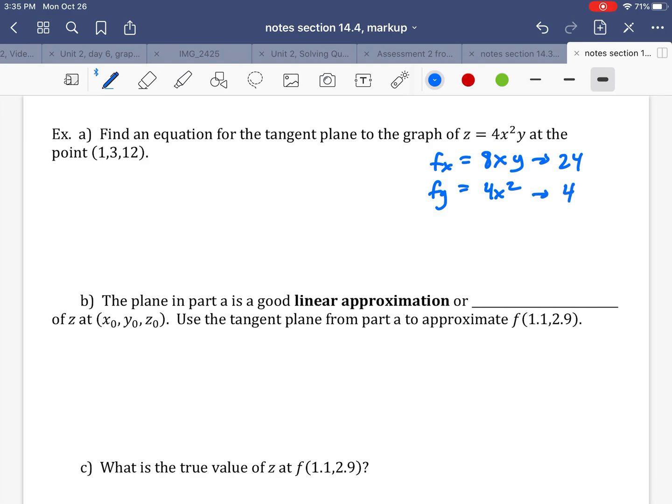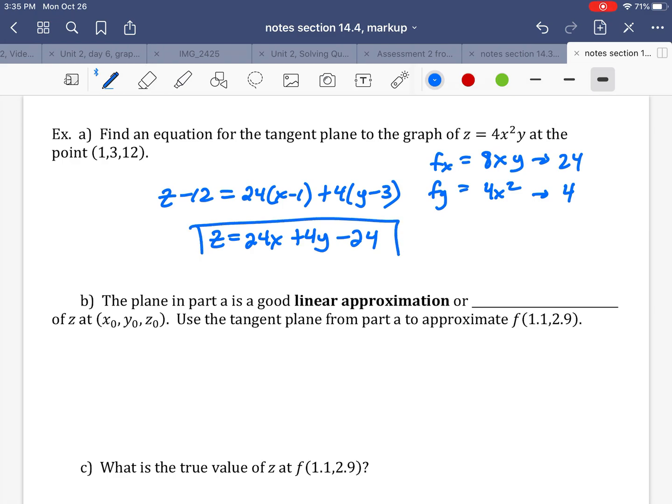Okay, so it's just like we've been doing before. So I have z minus 12. Notice that was given to me here. And then I have 24(x minus 1) plus 4(y minus 3). Okay. So if I work that all out, I get z equals 24x plus 4y minus 24. Okay, so that is the equation of the tangent plane at the point (1, 3, 12).